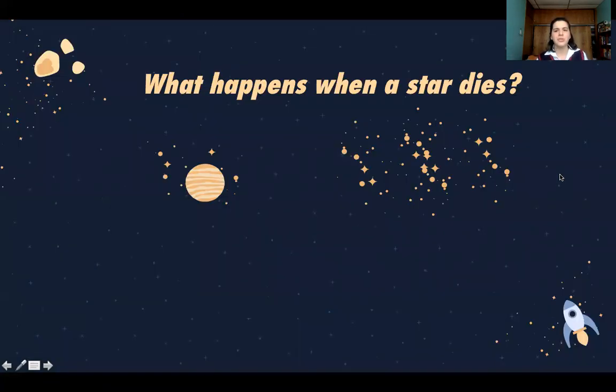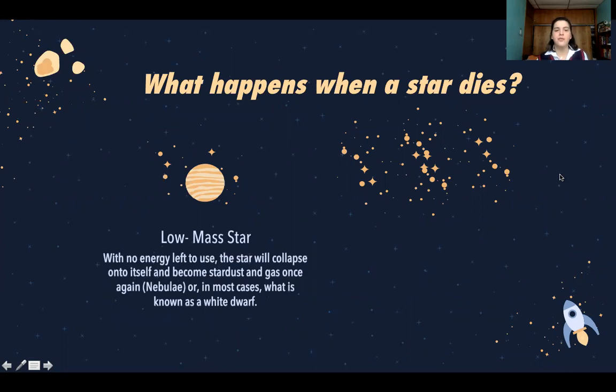Now, what happens when a star dies? Depends. First, we have low mass stars. With no energy left to use, the star will collapse onto itself. It will crumble and become stardust and gas once again, which is what we know as a nebula, or in most cases, what is known as a white dwarf. A white dwarf is a star that is not shining anymore. It becomes a very cold piece of rock that is going to float around in space and eventually disintegrate.